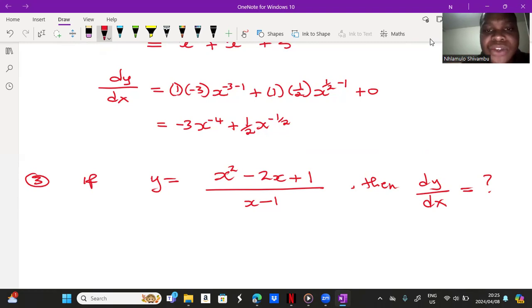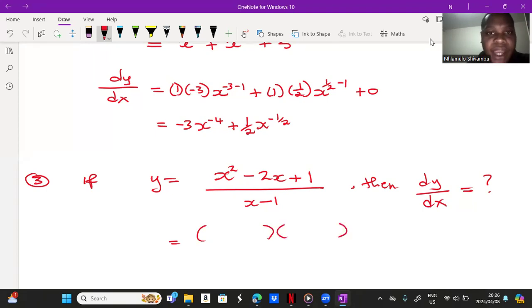To get this expression to be in its standard form, we need to eliminate the denominator x minus 1. And how are we going to eliminate this denominator? We're going to eliminate this denominator by factorizing the numerator and then we simplify. So what is it that we're going to do there? If we check the numerator, so I first simplify my y before I get dy over dx. So my numerator is a trinomial.